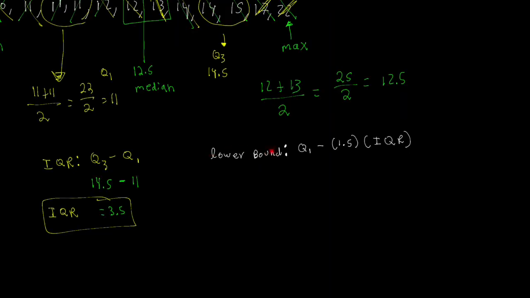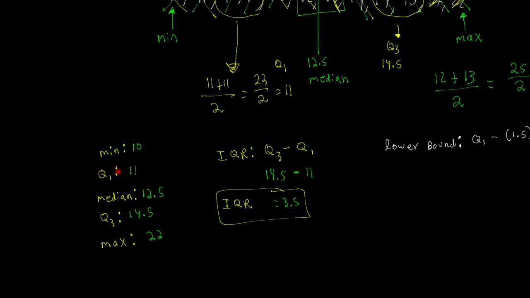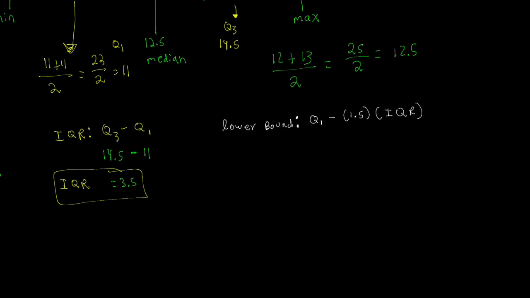To calculate the lower bound, we're going to get Q1 and then subtract it by the product of 1.5 and the IQR. So Q1 we found to be 11. So let's do the substitution. Let's replace Q1 for 11. We're going to subtract that by 1.5 multiplied by the IQR, which you already calculated to be 3.5.